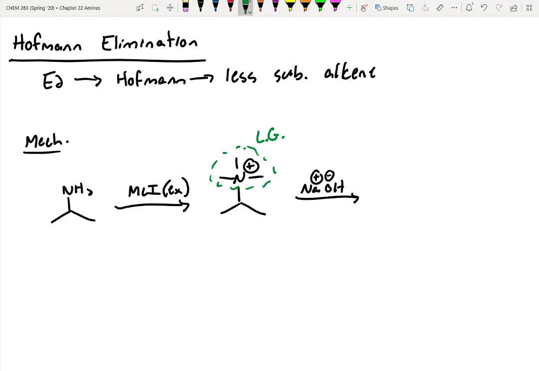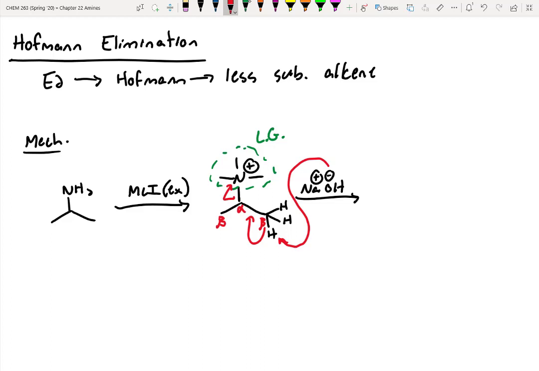So just like with E2 chemistry, we have to go after beta protons. So in this case, the alpha position's right here. That's the position with the leaving group. Beta positions are one away. And it doesn't really matter which beta protons we select because they're all equivalent protons. So I'm just going to go ahead and draw beta protons over here. And we can do our E2 reaction like this, clamp down, and kick off our leaving group.